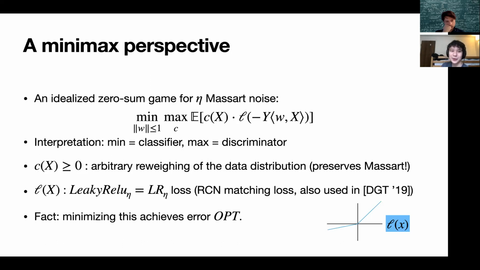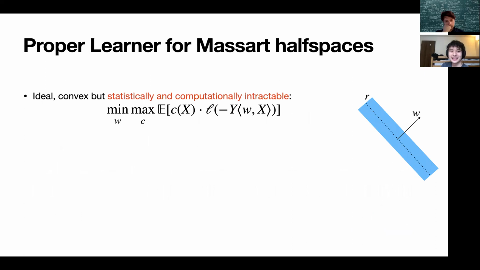Okay, so what's wrong with that? The problem is the min player is really happy, because look at this expectation: the innermost expression is a convex function of W. Now we're taking a maximum of convex functions, so that's still convex. So this is really great from the min player's perspective, because they're just trying to minimize a convex function.